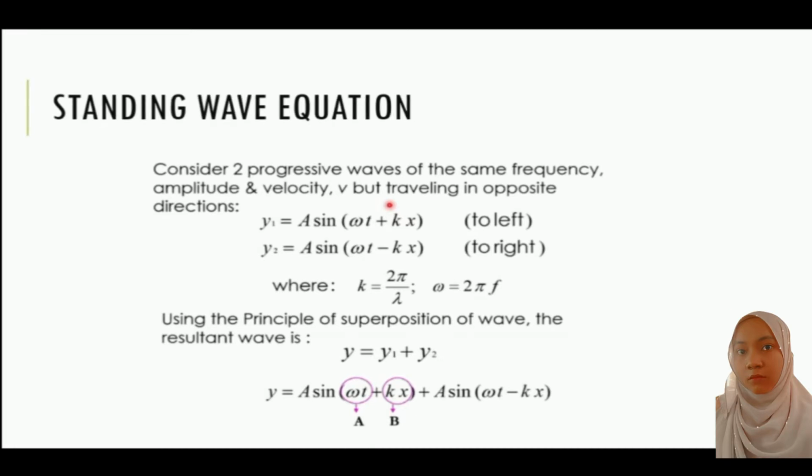Using the principle of superposition of wave, the resultant wave is the summation of the displacements of the waves. Okay, kita tambahkan displacement of first wave and the second wave. Displacement of first wave kita a sin (omega t plus kx), and displacement of second wave kita ialah a sin (omega t minus kx).